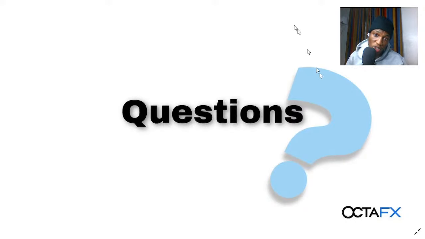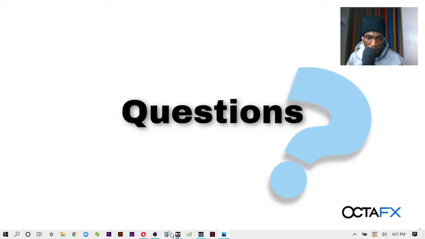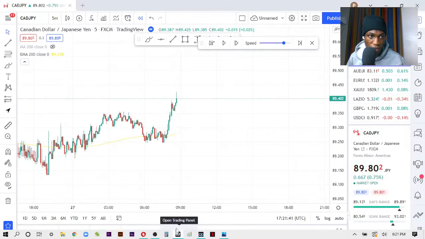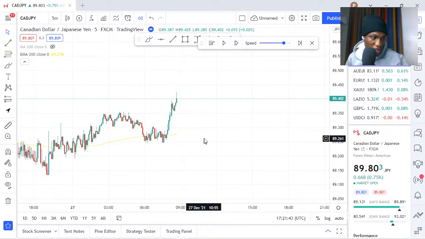Sometimes the market is in a continuation pattern, sometimes the market is trying to reverse. So at every point in time in the market, try to adapt and find strategies that you can use to fit the situation of the market. I've got one example here on Canadian dollar against the Japanese yen. Okay, so right here, let's use this example.